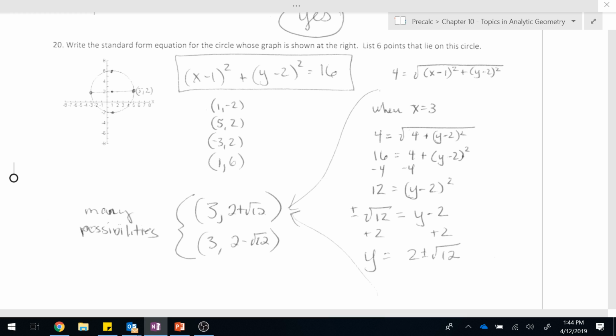I solved it for y equals 0, and I got 1 plus or minus root 12. So it could have been a variety of answers on that. All right, did anybody get 17?